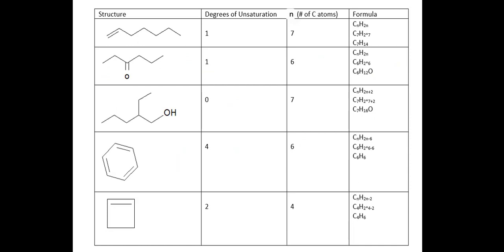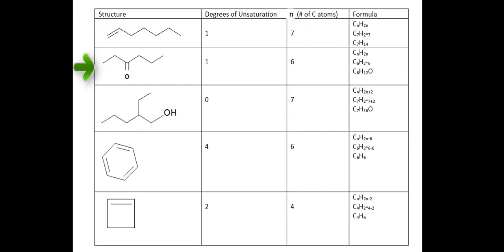Now, finally, I'll show you some examples of how we could use the general formulas for hydrocarbons and quickly determine the molecular formula for specific hydrocarbon molecules given either a Lewis structure or a line angle structure. Here we have examples of line angle structures. The first one, there's 1 degree of unsaturation because of the double bond. So there are 7 carbons, and we use CnH2n. Substitute in the 7 for n, and the formula is C7H14.